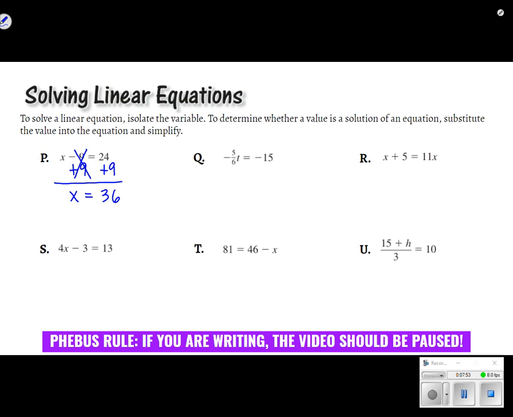So I expect to see, what are you moving? How are you moving it? I should expect to see symbols. I expect to see numbers and you showing me what's going on.